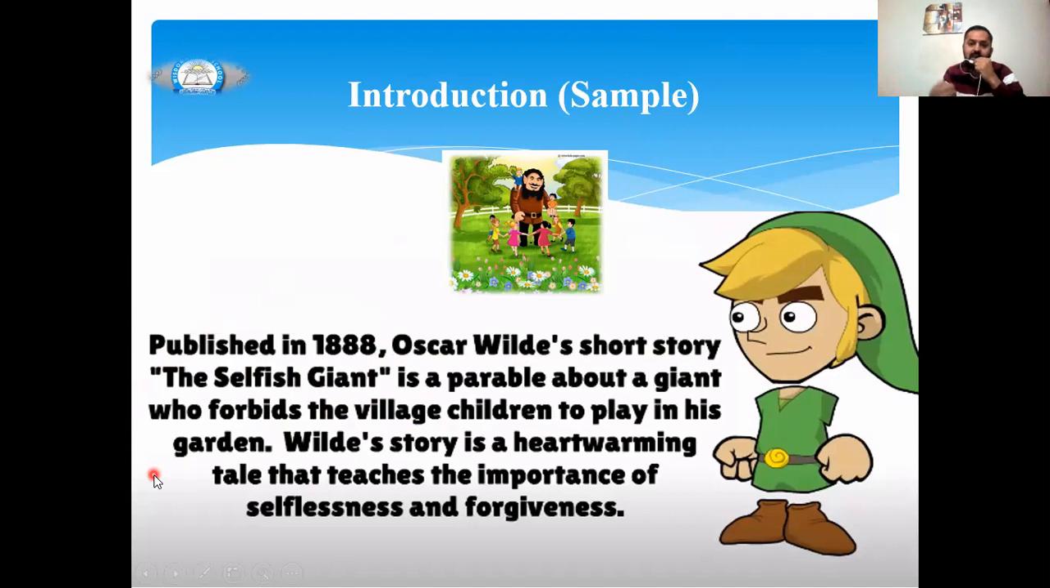ये story लिखी गई 1888 में, और किसने लिखी? Oscar Wilde ने लिखी. Is a parable, the story which has a moral, right? इसमें moral भी होता है, and which has sometimes a religious idea, वो present करती है, right? Who forbids, और story है जिसमें एक giant था. You know who's a giant, right? You can see this picture. This person is a giant, right? सो इस जाइंट ने उसने मना किया. Forbids means disallow. उसने डिसअलाउ किया किसको? विलेज चिल्ड्रन को टू प्ले इन हिज गार्डन. I mean, it's a kind of story.